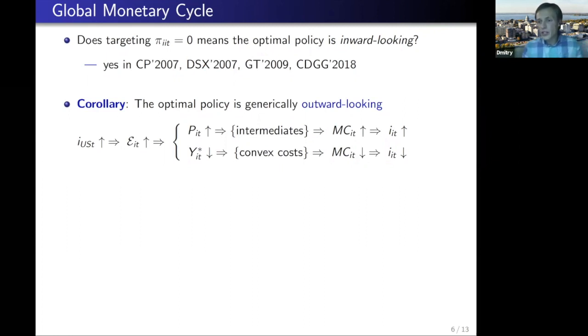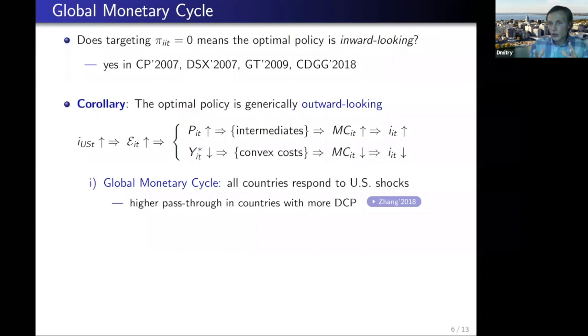So in principle, there's ambiguity depending on the parameter values. It might be optimal to move the interest rate in a different direction, but generically, there will be some endogenous response to shocks coming from the US. Even if exogenous shocks are completely uncorrelated across countries, because all economies respond in one way or another to the shocks coming from the US, there will be a global monetary cycle. There will be a global component, even though different countries can put negative or positive weights on this global component.